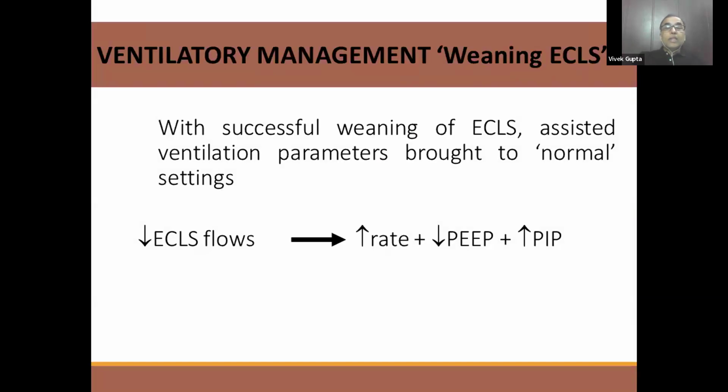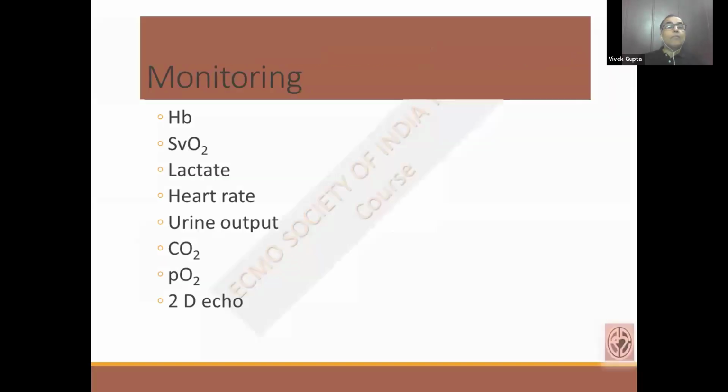So basically, we reduce the ECMO flow to a certain extent, and whenever we reduce it, never forget to increase your ventilatory rate, decrease your PEEP, and maintain a good peak inspiratory pressure. Because initially you were working on the ultra lung protective strategy, keeping your peak inspiratory pressure less than 25, or delta pressure, our driving pressure, around 40. Now you have to increase it to a certain extent, keeping a plateau pressure less than 30.